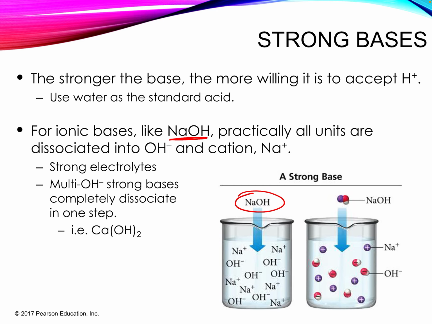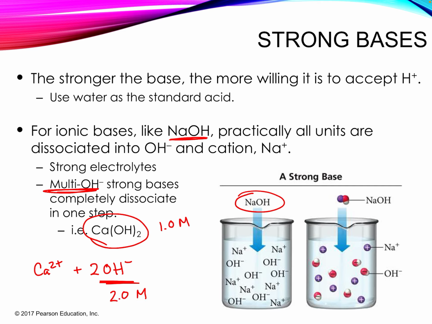Sometimes you'll have ones that are multi-OH, like calcium hydroxide, magnesium hydroxide, right? And they are going to completely dissociate in one step, which means that if I put calcium hydroxide into water, it's going to break up into calcium and 2 hydroxides. So pay attention to that when you're calculating pH. Say this was 1 molar calcium hydroxide, you're going to end up with 2 molar hydroxide because it splits into 2 pieces.